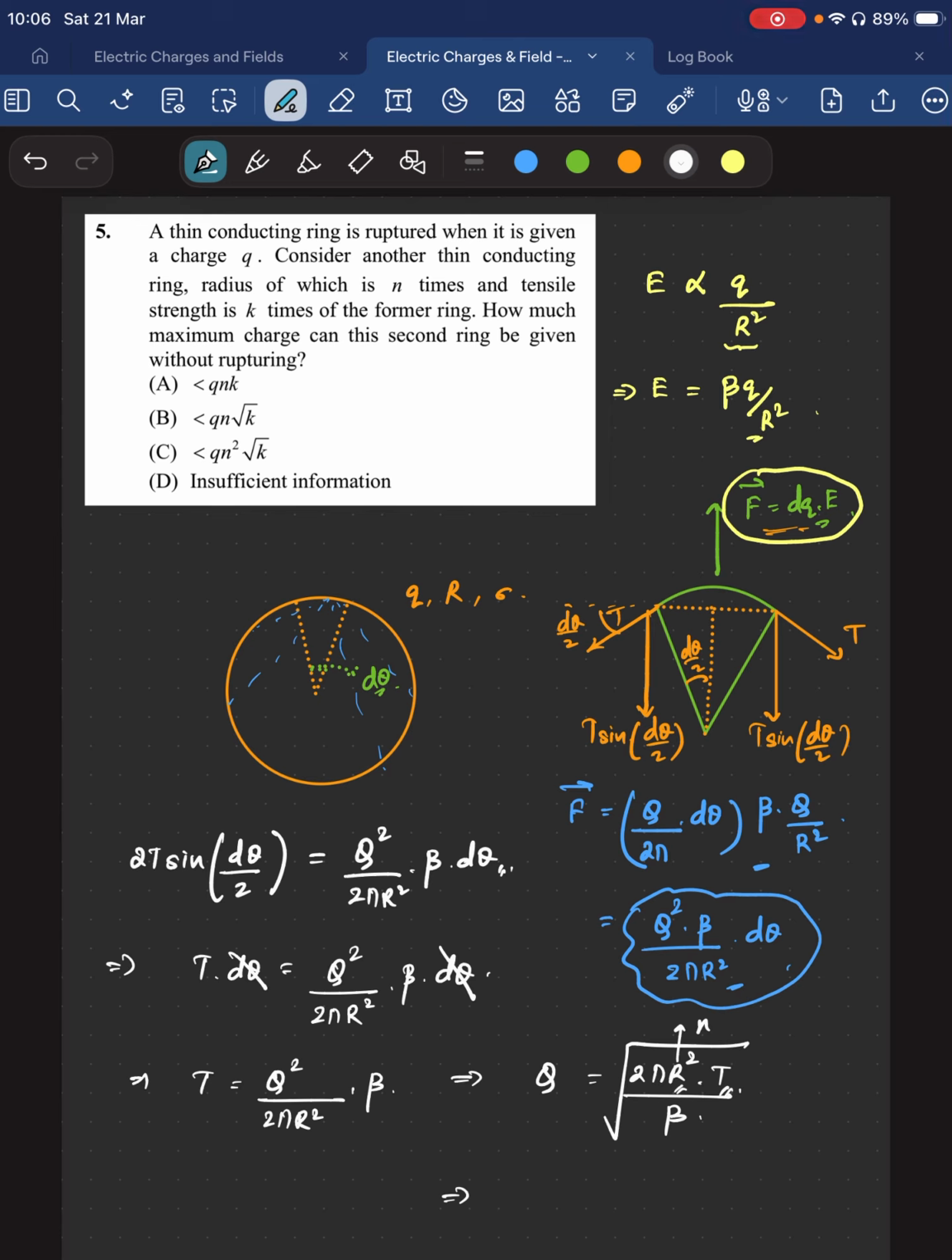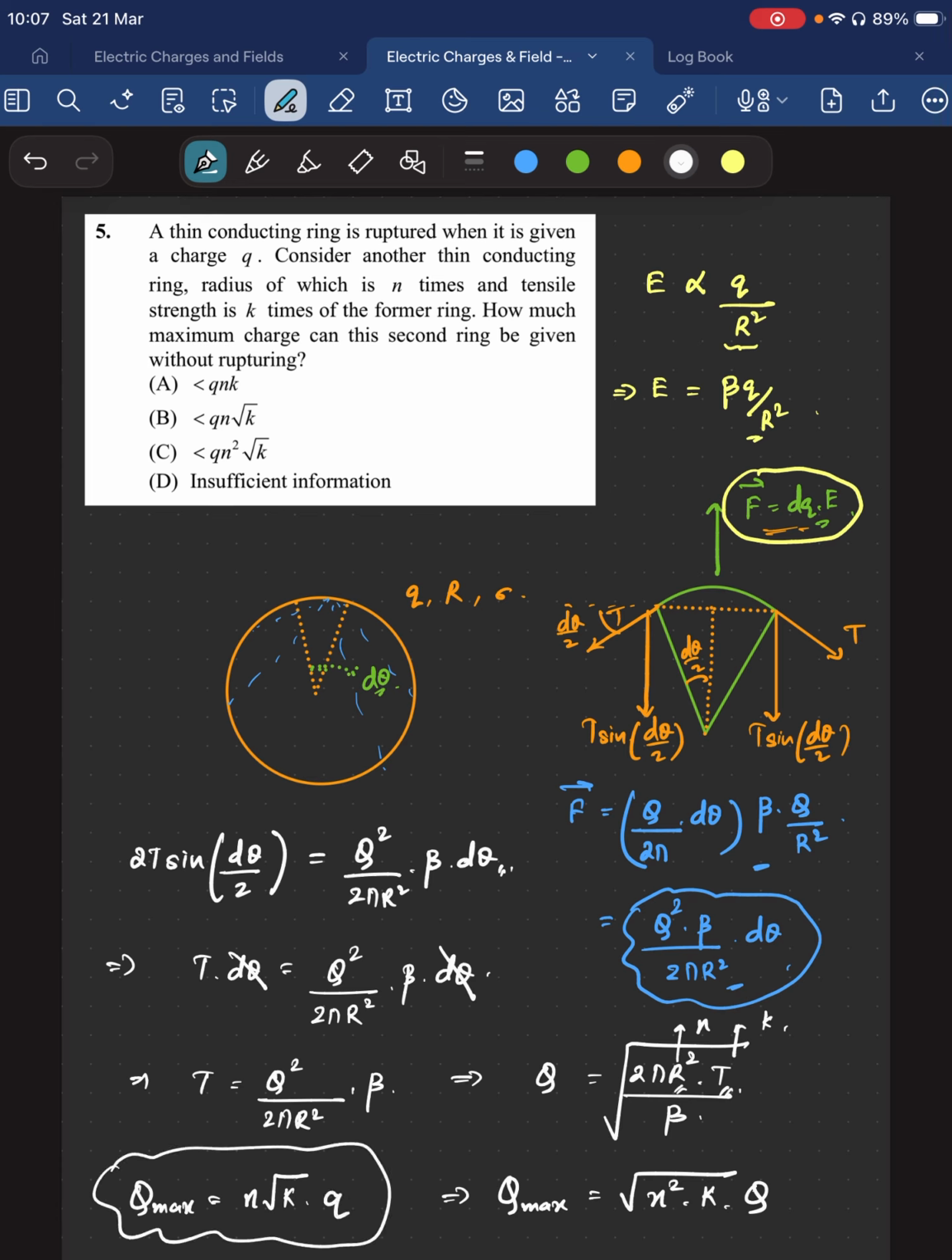So the maximum new charge which your ring can handle will, taking proportionality, become equal to root of n squared into k times the previous charge it can handle. So the maximum charge this ring can handle right now will be equal to n root k into q. So this will be the solution for this question, right? Hopefully this made sense. See you guys in the next question.